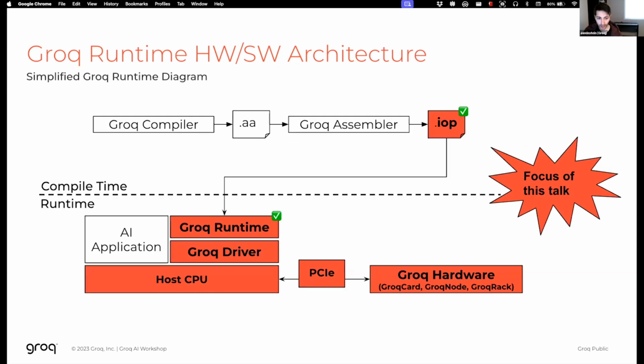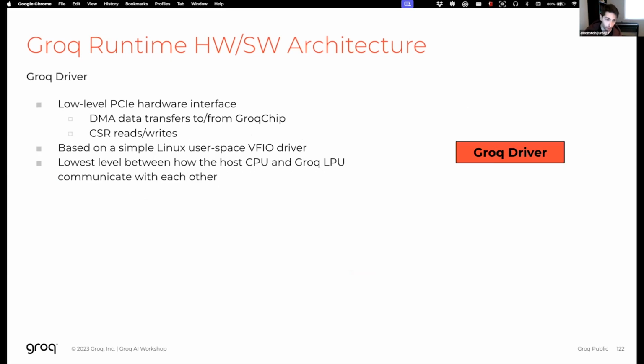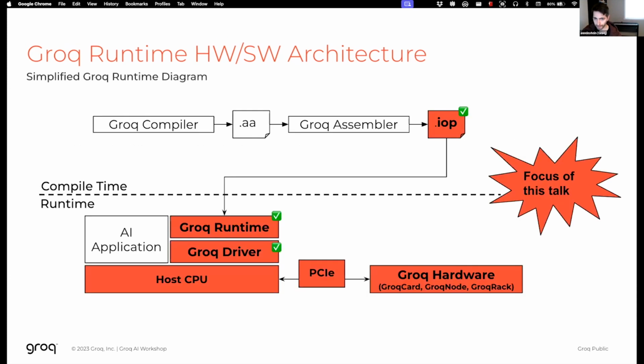Putting a little green check mark on IOP and just rolling along, I want to move on to the Groq driver. This is a small, low-level piece of software that's running on the host CPU. And you can think of the Groq driver as the interface to the GroqChip via a PCIe interface. The driver is involved with some of the DMA transfers to and from the GroqChip from the host CPU, as well as handling certain CSR reads and writes. Moving back to this slide, we'll check off the Groq driver.